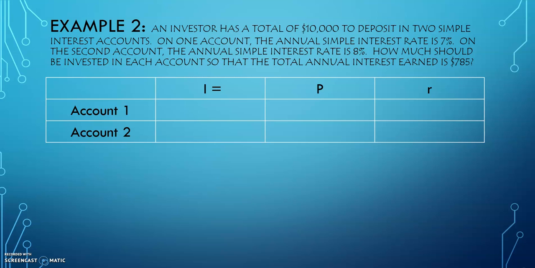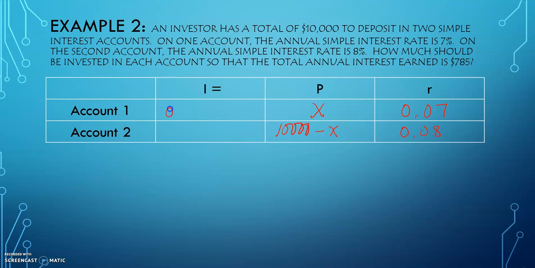Example 2. An investor has a total of $10,000 to deposit in two simple interest accounts. On one account, the annual simple interest rate is 7%. On the second account, the annual simple interest rate is 8%. How much should be invested in each account so the total annual interest earned is $785? Account 1 will say the principal is x, and our rate at 7% is 0.07. Our principal for account 2 is going to be 10,000 minus x, and our rate at 8% is 0.08.